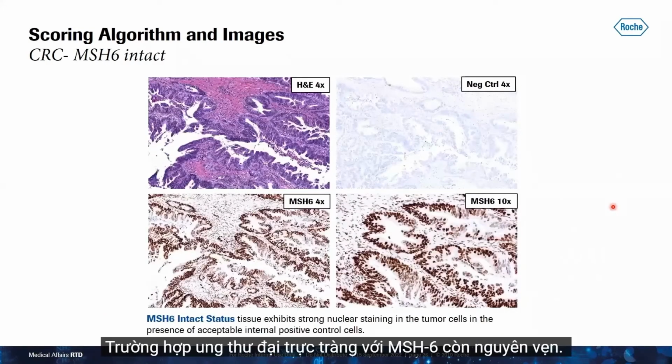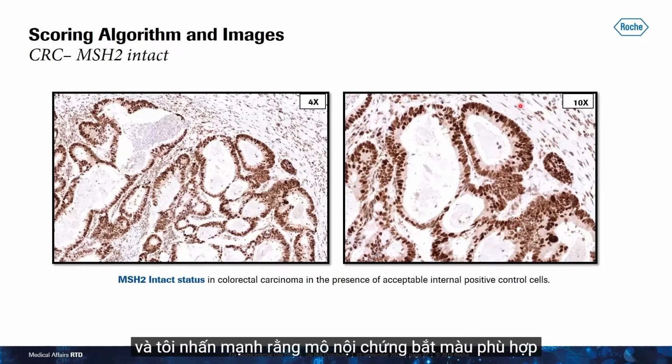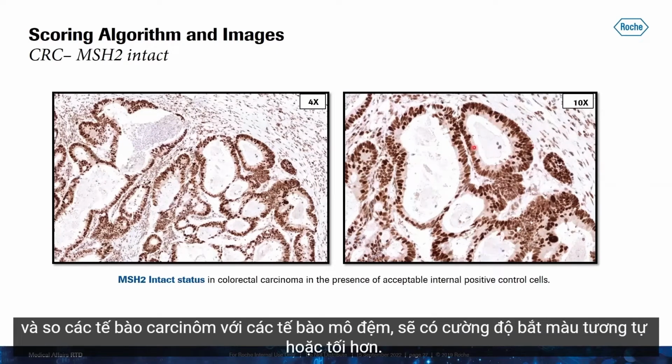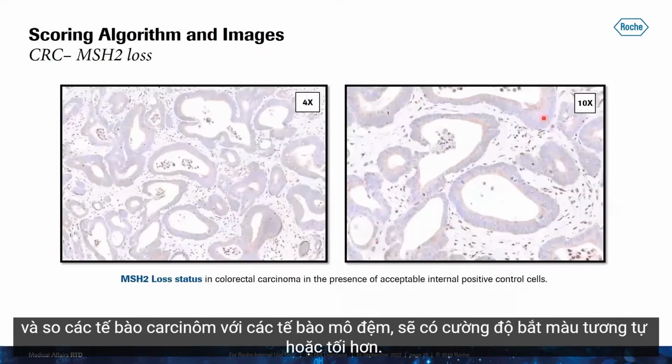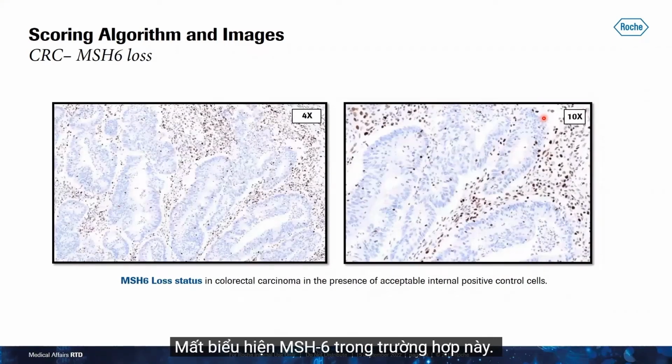Colorectal cancer with intact MSH6. Colorectal cancer with intact MSH2. And I emphasize that the internal control staining would be acceptable. And in comparison, typically the carcinoma cells would either be similar in staining intensity as the stromal cells or darker. Colorectal cancer showing loss of MSH2. Same loss of MSH6 in this case.